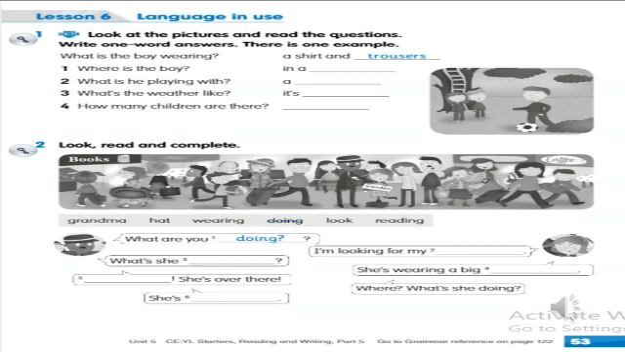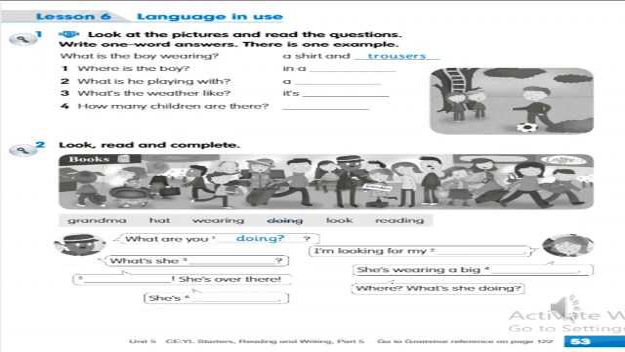Okay, let's go to the question number 2. Look, read, and complete. Here we have a big picture and we have a box. In this box we have words. Let's read the words together. Grandma, hat, wearing, doing, look, reading.